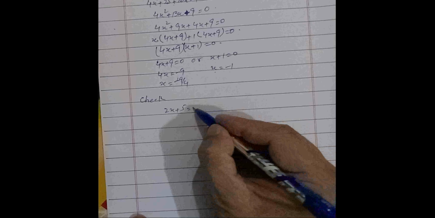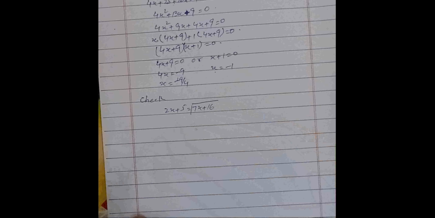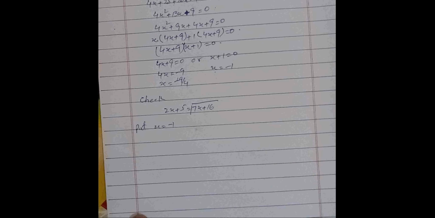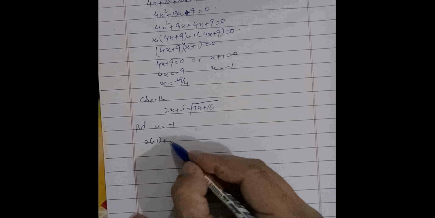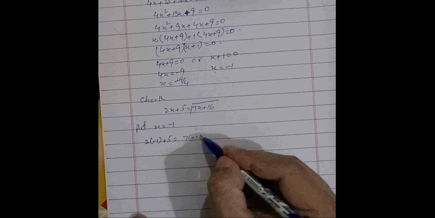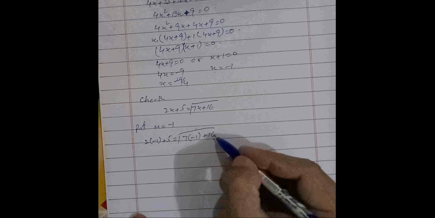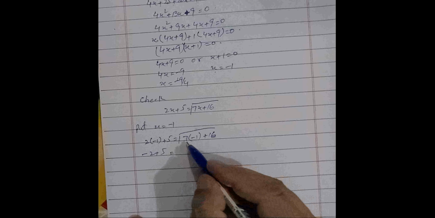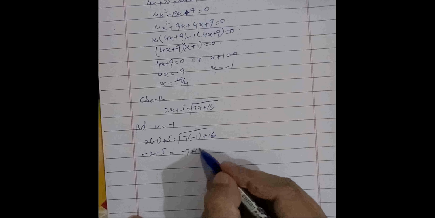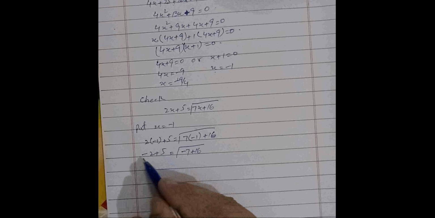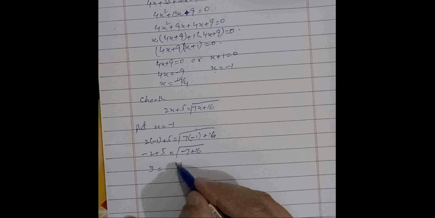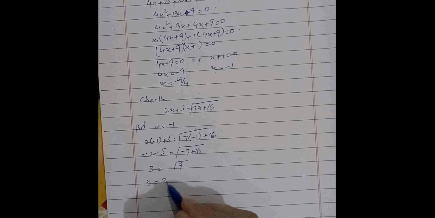We get 2x plus 5 is equal to square root of 7x plus 16. Now we put x is equal to minus 1. We get 2 into minus 1 plus 5 is equal to square root of 7 into minus 1 plus 16. Simplify it, it is minus 2 plus 5 is equal to square root of minus 7 plus 16. Simplify, minus 2 plus 5 is equal to 3, and here minus 7 plus 16 is equal to square root of 9. The answer is 3 is equal to 3. So x is minus 1 is true.